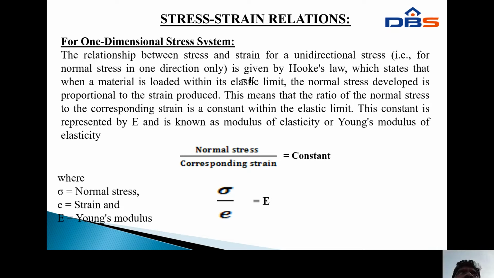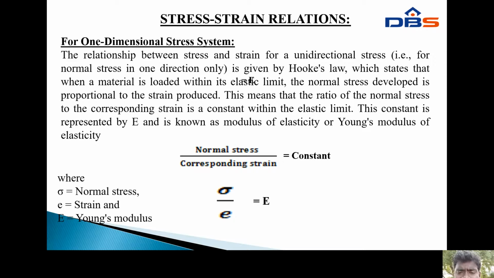is given by Hooke's law, which states that when a material is loaded within elastic limit, the normal stress developed is proportional to the strain produced. This means that the ratio of the normal stress to the corresponding strain is a constant within the elastic limit. This constant is represented by E and is known as modulus of elasticity.